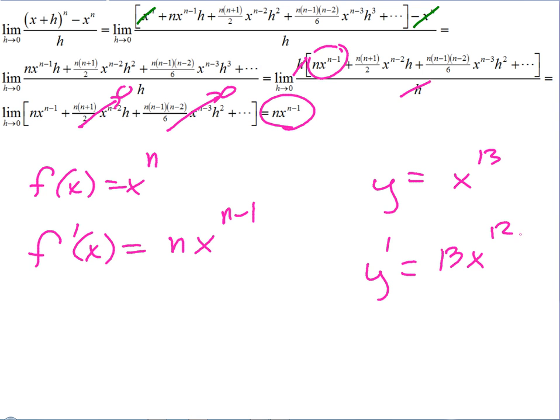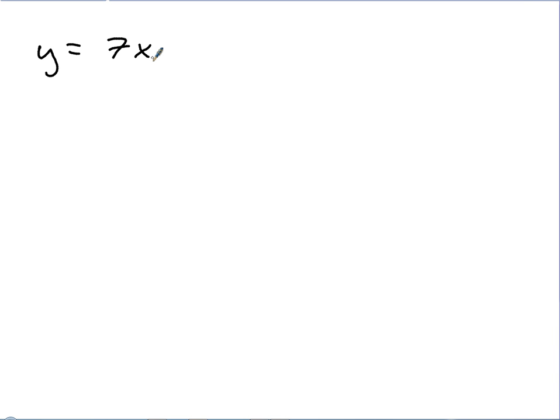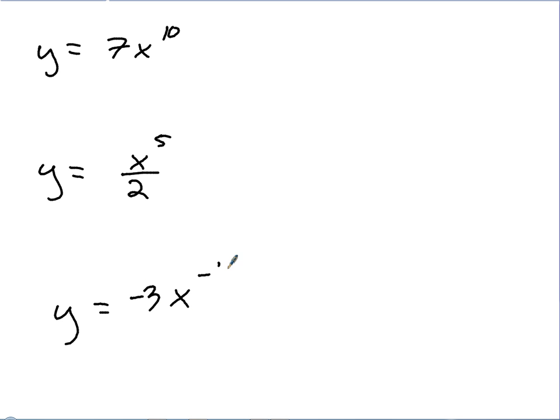It's a pretty good trick. Okay, way, way shorter. So that's one of our good tricks in calculus, is that we can just do that. So try one of these. How about, what do you think happens with this one? How about if we try y equals 7x to the 10th? Try that. Try those three. See what you get.